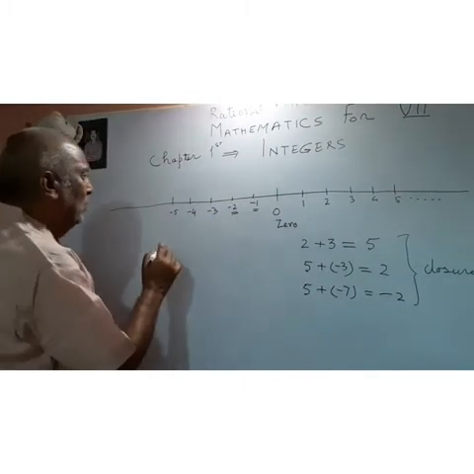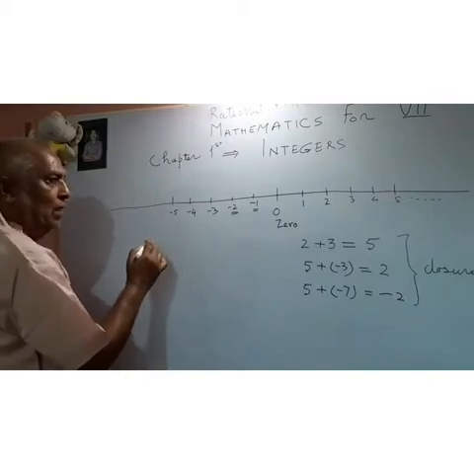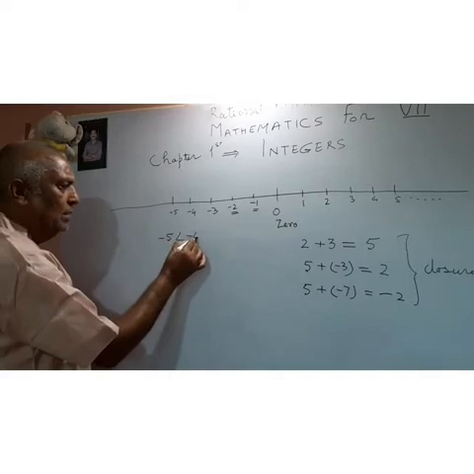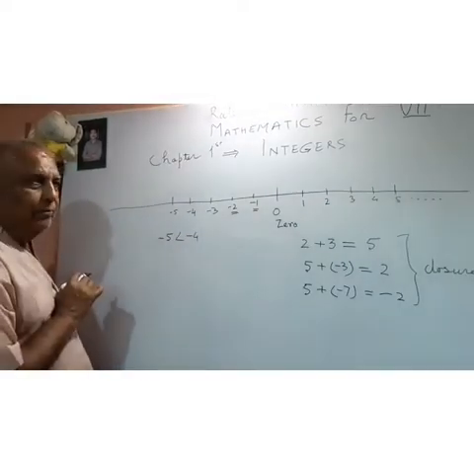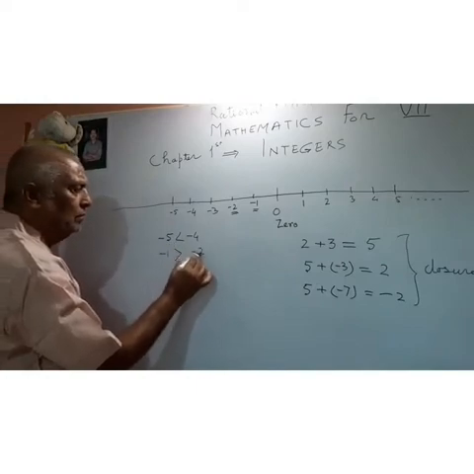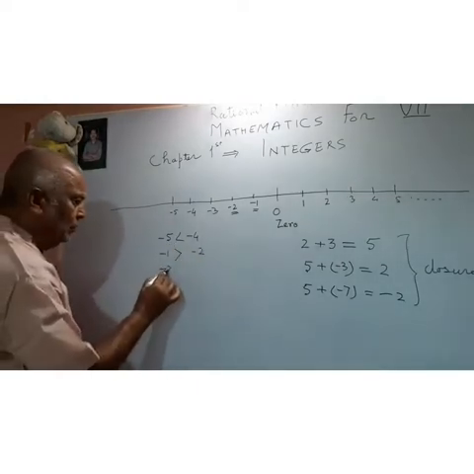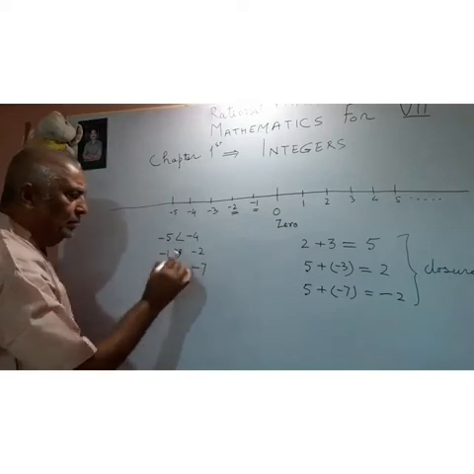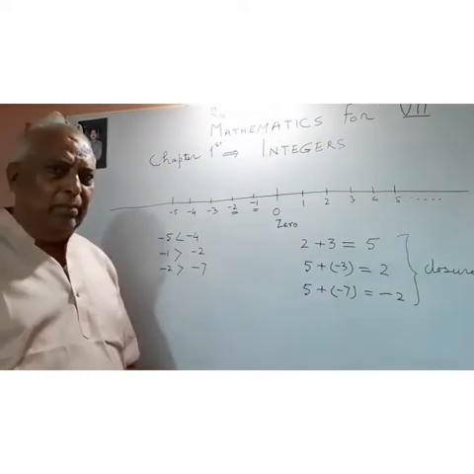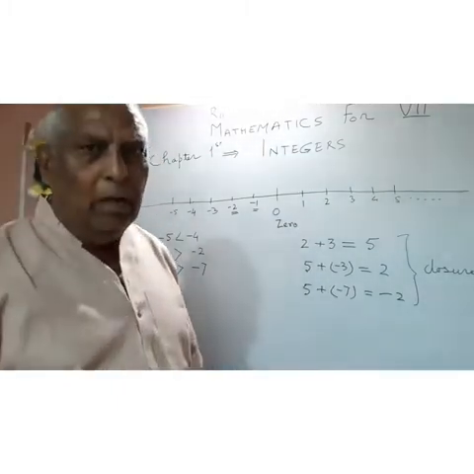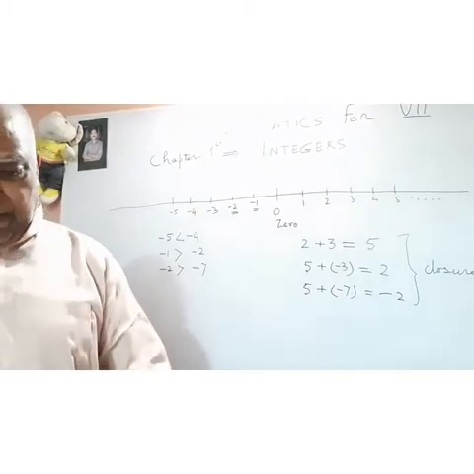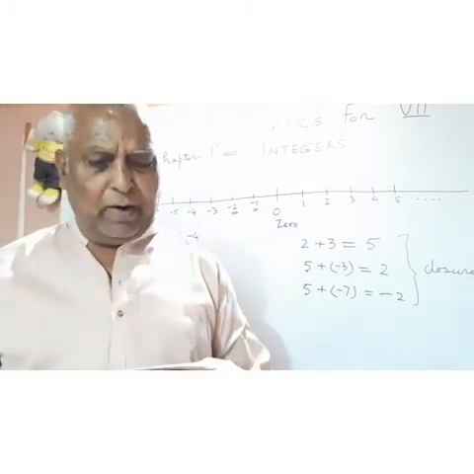Whenever you want to write down greater or smaller, then minus 5 is less than minus 4. Minus 1 is greater than minus 2. Minus 2 is greater than minus 7. So think all these things. This will come further. Then the properties of these integers, you have to note.